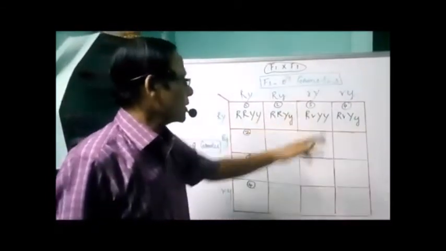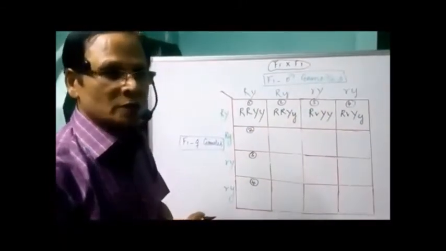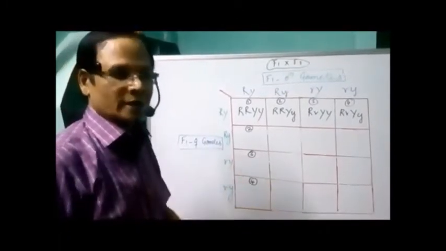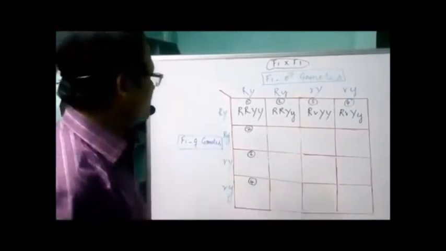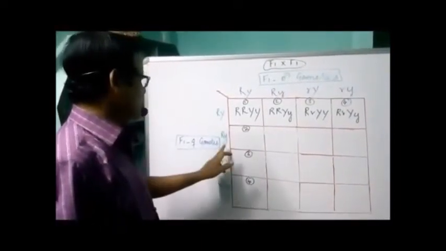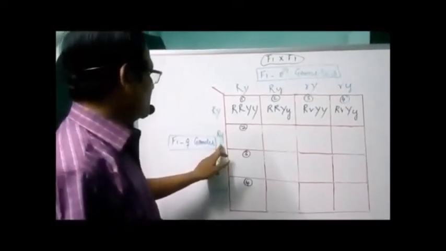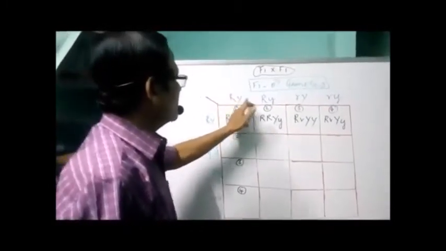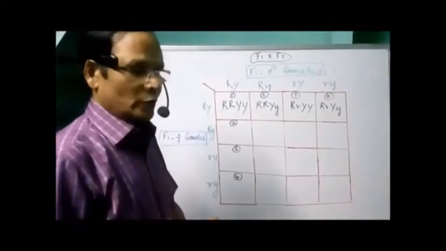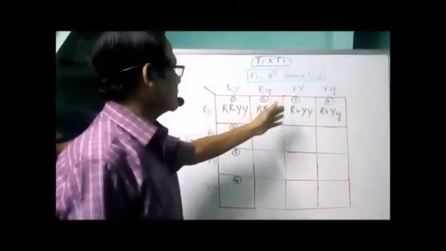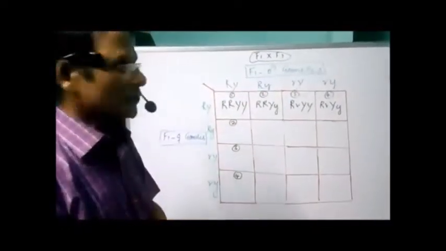Here, in all cases, at least one dominant gene is present for the expression of both the dominant characters, round and yellow. We are taking this gamete, and similarly it is being fertilized randomly by all the four types. Now, for easy observation, these are the four gametes, and I put the numbers also in the box.